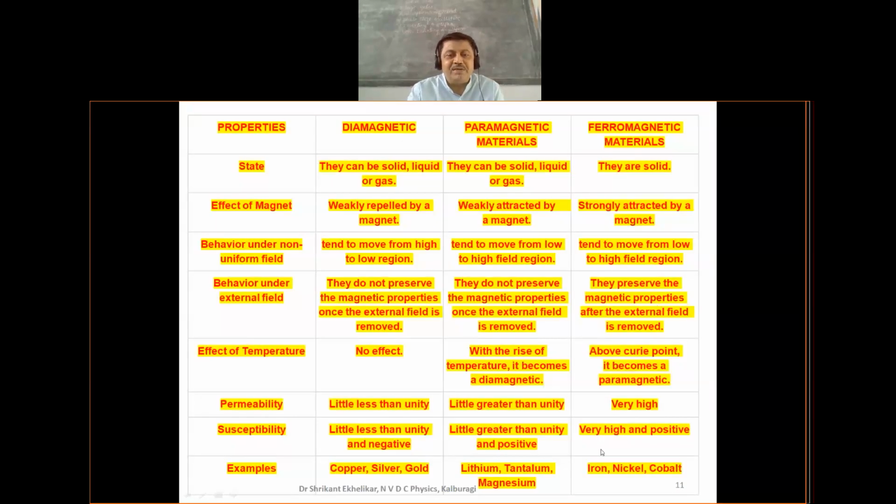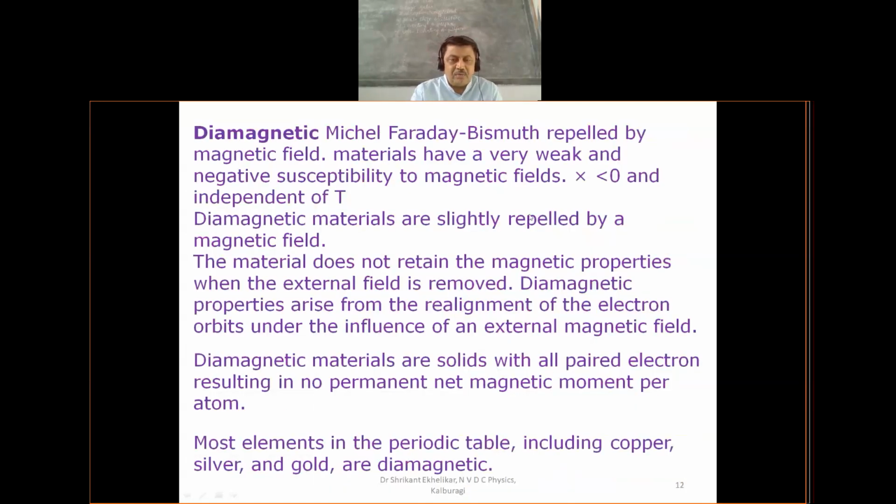Once again, I have made a simple table for all that we have discussed today. The properties for diamagnetic, paramagnetic and ferromagnetic materials: diamagnetic material can be solid, liquid or gas. Paramagnetic material can also be solid, liquid or gas, whereas ferromagnetic material can only be a solid. Some solids are ferromagnetic materials. In a magnetic field, diamagnetic materials are weakly repelled, paramagnetic materials attract, and ferromagnetic materials attract very strongly.